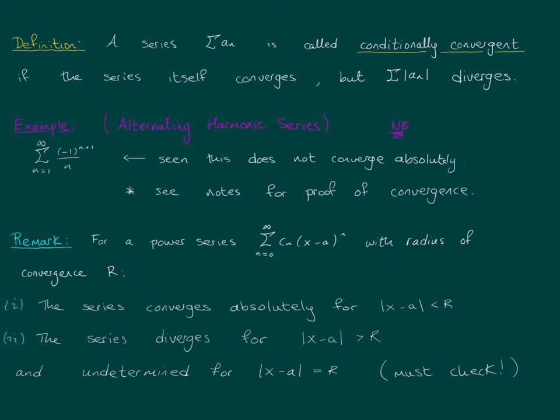Because remember, for a power series, for different x, you get a different series. So what this remark says is that if x is less than R away from a, when you plug that x into your power series, you have absolute convergence. If you have an x that is further than R away from a, if you plug that in, you will diverge. And then if x is on the boundary, if it is exactly R away from a, you don't know. So you have to check these x's individually by plugging them into your power series.